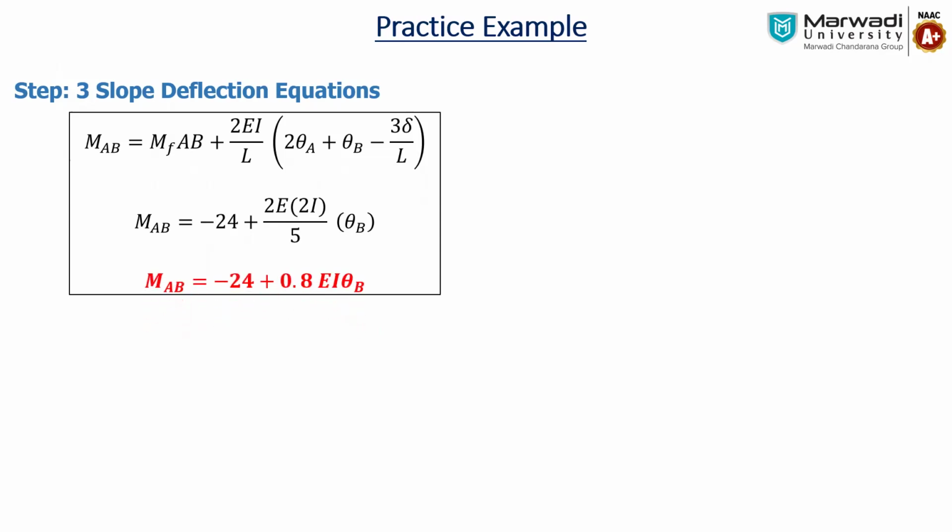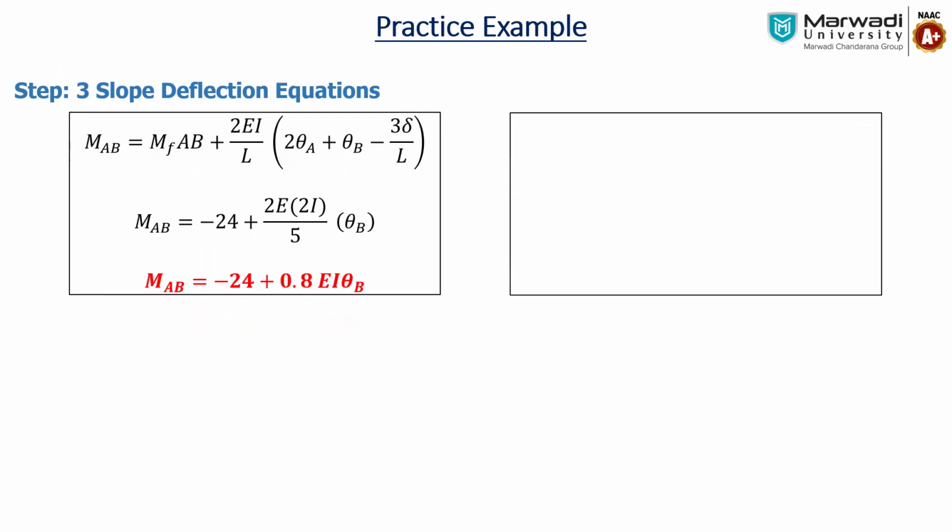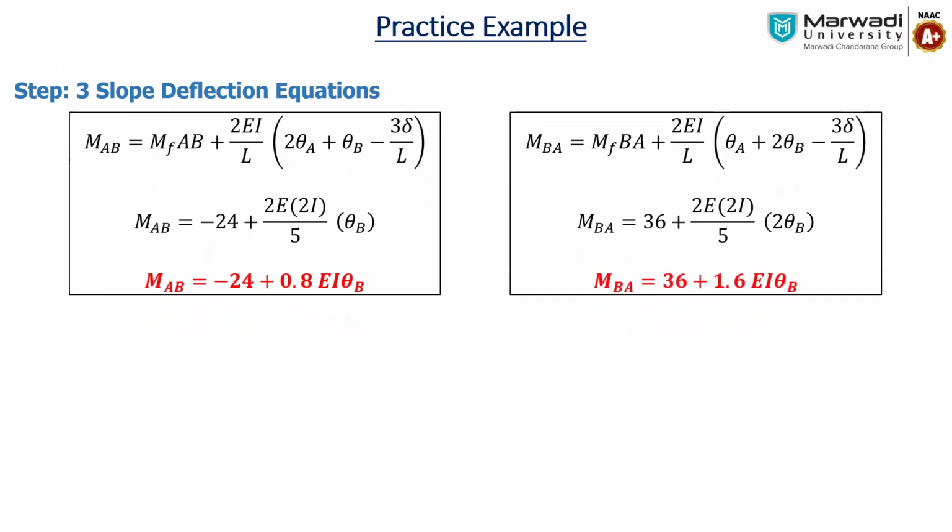So the first equation, MAB, is minus 24 plus 0.8 EI theta B. Similarly, the second equation, MBA, is equal to MFBA plus 2EI by L, into 2 theta B plus theta A. A and B will be interchanged as compared to the first equation. So here the equation becomes 36 plus 1.6 EI theta B.